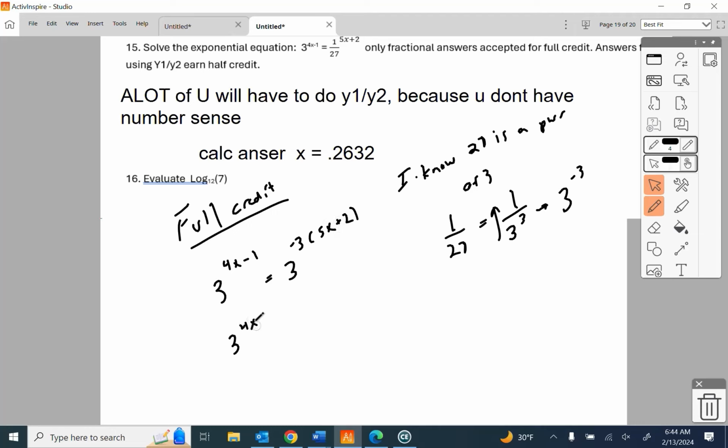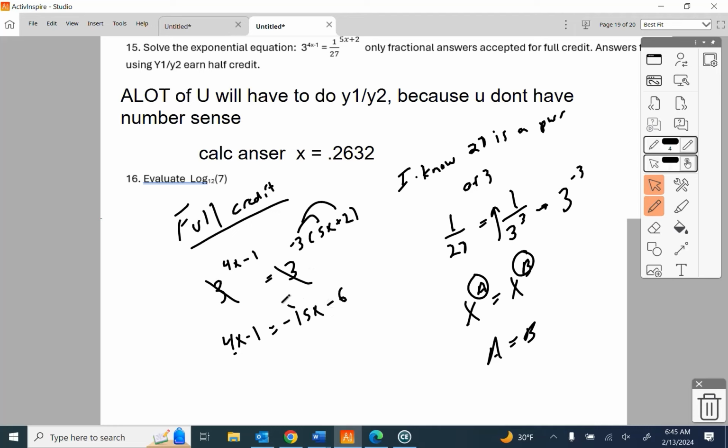So 3 to the 4x minus 1. Now, we have a theorem that says if x to the a equals x to the b, then a equals b, so I can chunk these bases out the window. All that matters is the exponents. Once you get the bases the same, I'm going to do the distributive property. And then I'm going to shift my x's around. I'd have 4x plus 15x on one side, and the other side is going to be negative 6 plus 1. So that's going to be 19x equals negative 5. So x is negative 5/19.